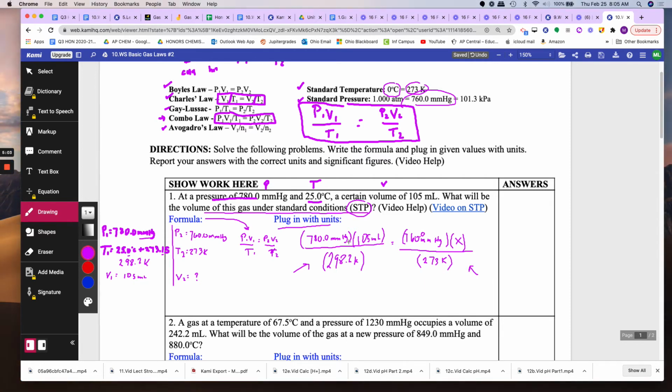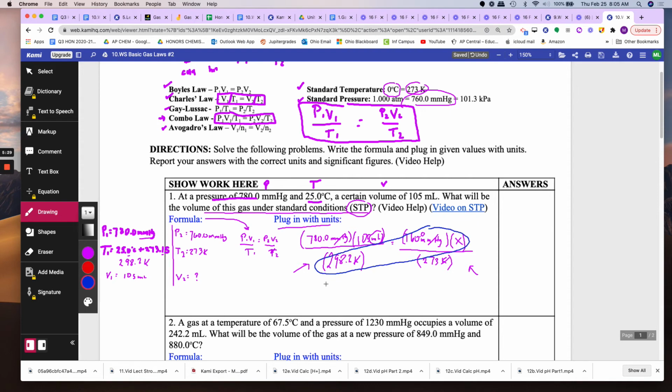Okay, so the way to do this problem is noticing that the units cancel, like this millimeters of mercury will cancel with this. They have to match. Kelvin will match with Kelvin. Again, if they're both given in degrees Celsius, you have to convert both of them to Kelvin. And then your answer should be in milliliters. Okay? Now, to do this algebraically, all I'm going to do is cross multiply.